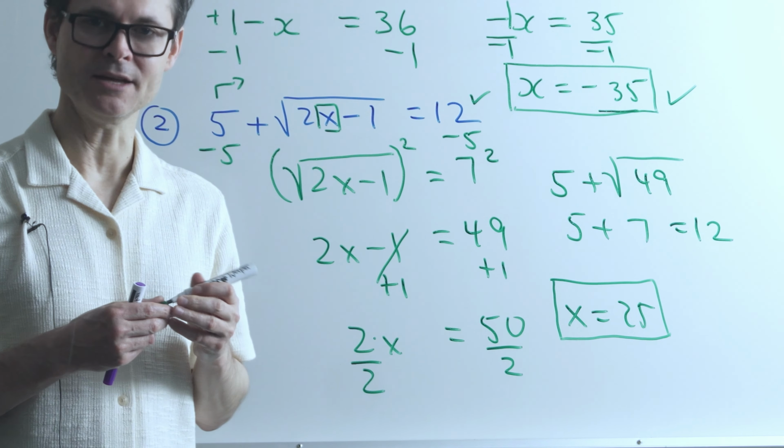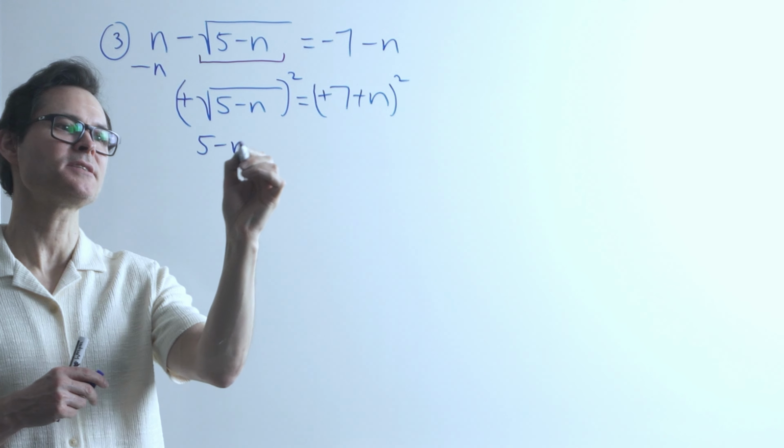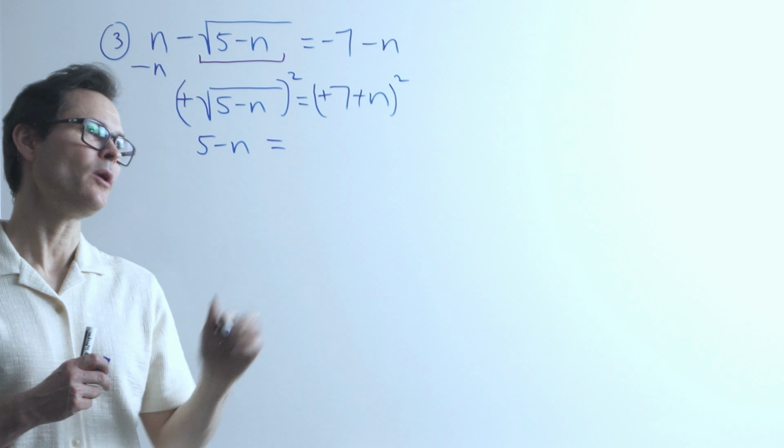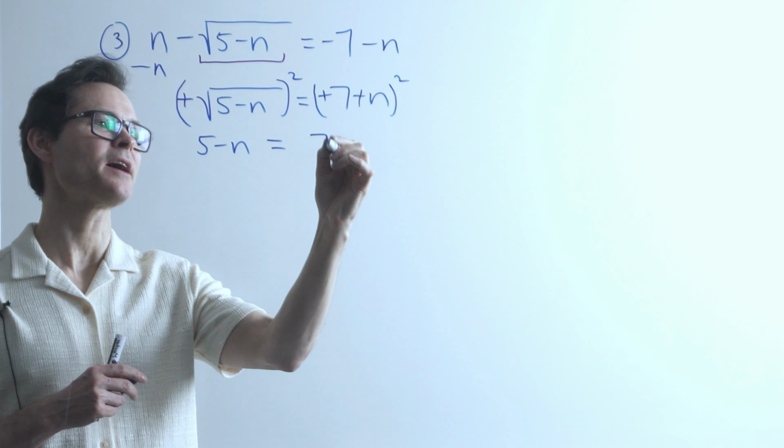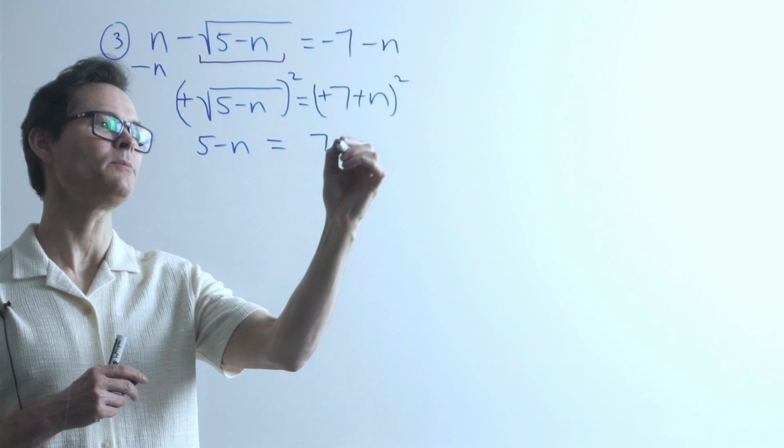So what I'm going to do is I'm going to square this side, because I want to get rid of the radical. And I'm going to square this side, because I have to balance the equation. So this is going to release the radical. So that's going to give me 5 minus n equals. Now on this side, be really careful. That's actually 7 plus n times 7 plus n. So it's easy to say that's 49 plus n squared. It's not. You have to expand it out. And then you FOIL it: first, outside, inside, last.